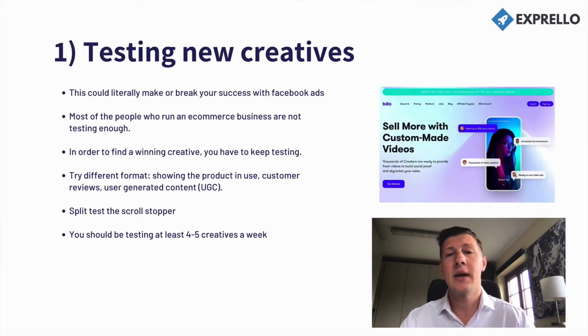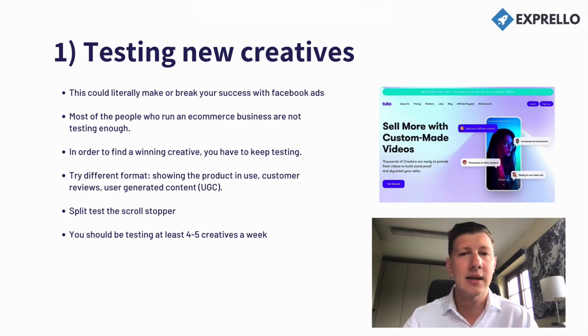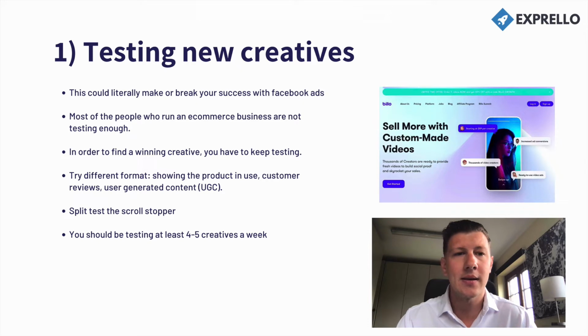The first tip is to test new creatives. I see so many brand owners run ads on Facebook and they use one creative and then they keep using the same one for like 6 months, and then they wonder why the CPM increases or they get ad fatigue, their ad is not performing well anymore. The key to succeed in Facebook ads is to constantly keep testing new ads and try new creatives. So this could literally make or break your success with Facebook ads.